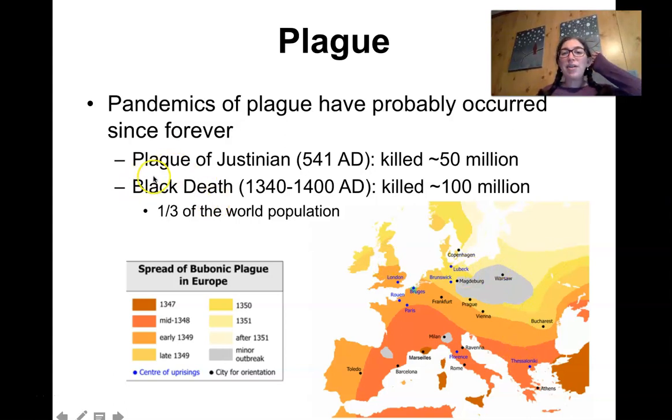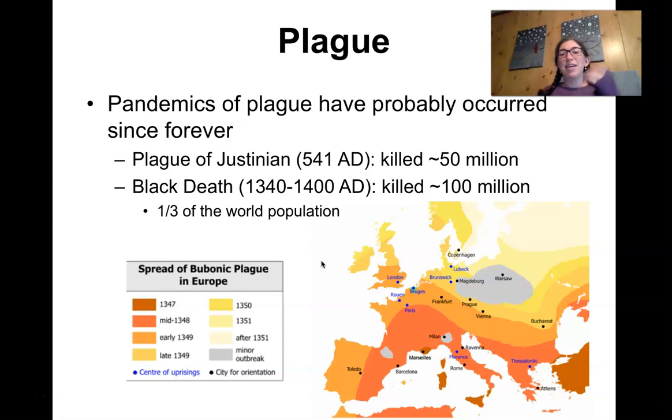There were other historical outbreaks too. This was the Black Death. The bubonic plague is the Black Death. And it killed a third of the world's population. Again, this was back in the day before people knew anything about germ theory. They had no idea that it was a germ that was transmitting disease.